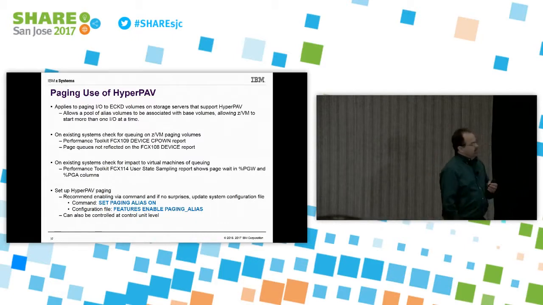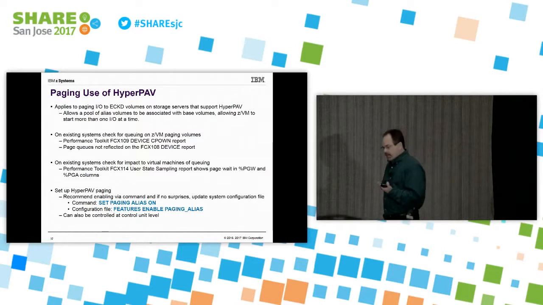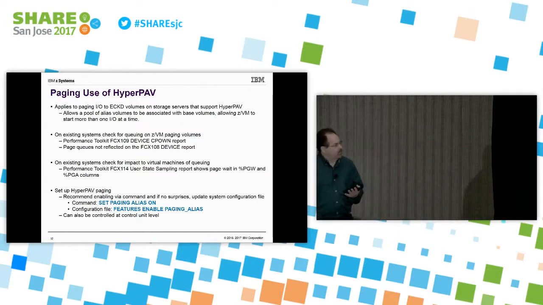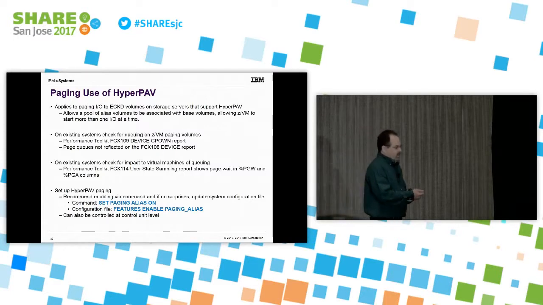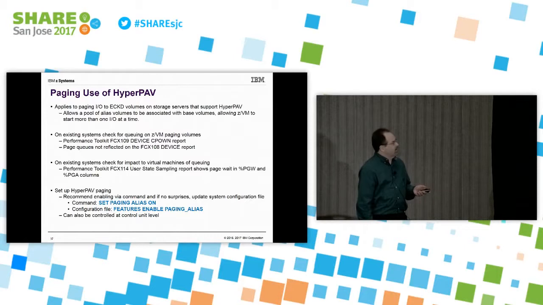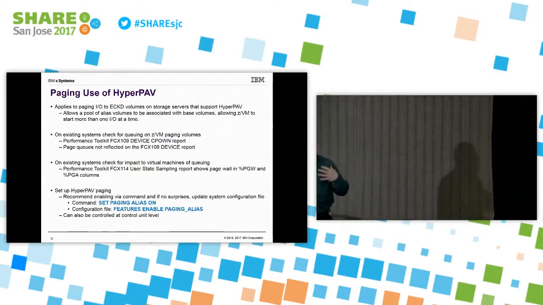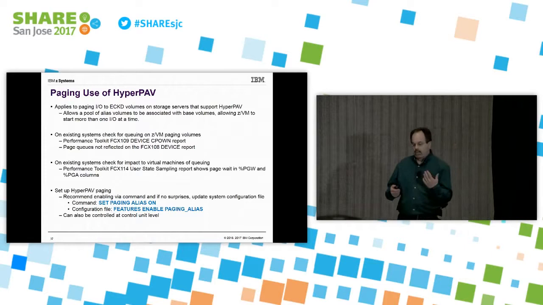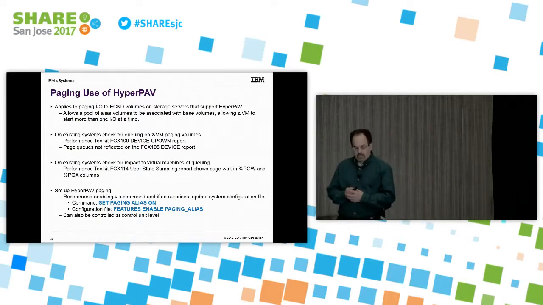So to decide if this is going to give you any benefit, you want to look and see if you have queuing on the paging volumes now. If you're doing queuing, you have waits on page writes. You can check these performance toolkit reports, and see if that's impacting any of your virtual machines. If you're getting queuing and it's slowing down your virtual machines because it's waiting for paging I/O to complete, and you have HyperPAV volumes, you might want to try enabling HyperPAV for paging.